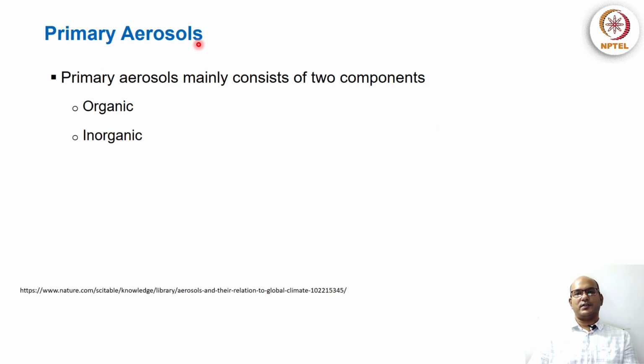Okay, so now first we will look at primary aerosols. Primary aerosols mainly consist of two components, and naturally they would be either organic or inorganic. We can also have bioaerosols, which for now we will put as organic, but we will have a section on bioaerosols later. So they will be organic and inorganic.